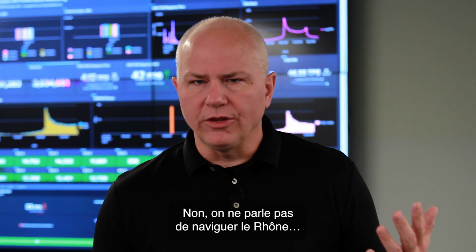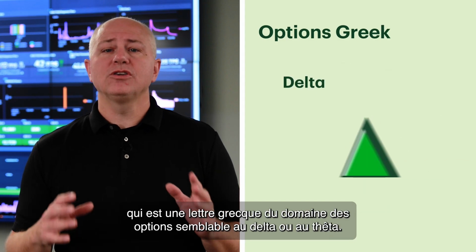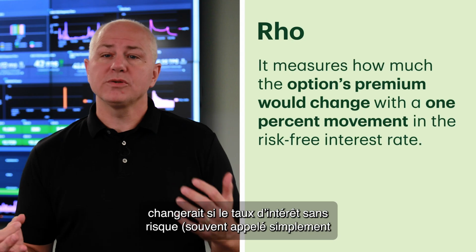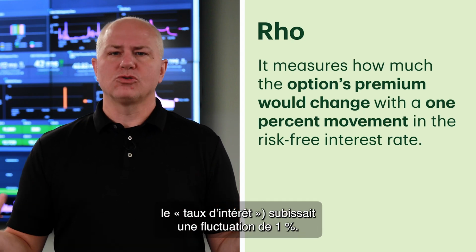No, not row as in what you do in a boat. Rho, R-H-O, is an options Greek similar to delta or theta. It measures how much the option's premium would change with a 1% move in the risk-free interest rate, often just referred to as interest rate.